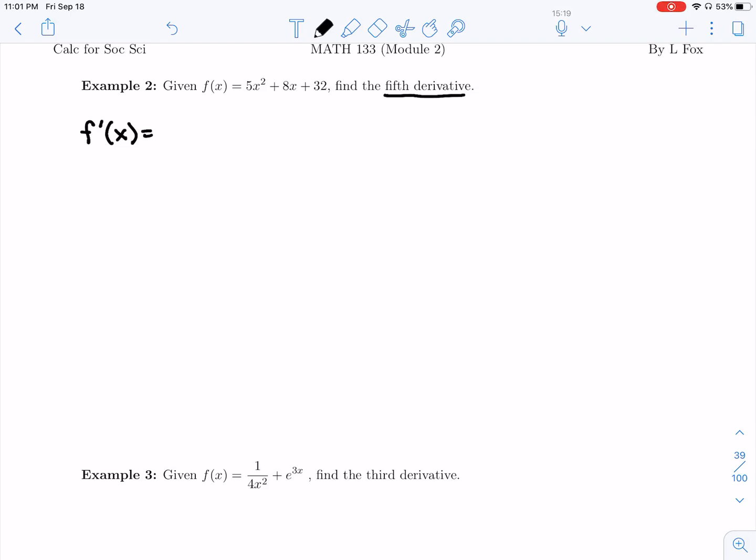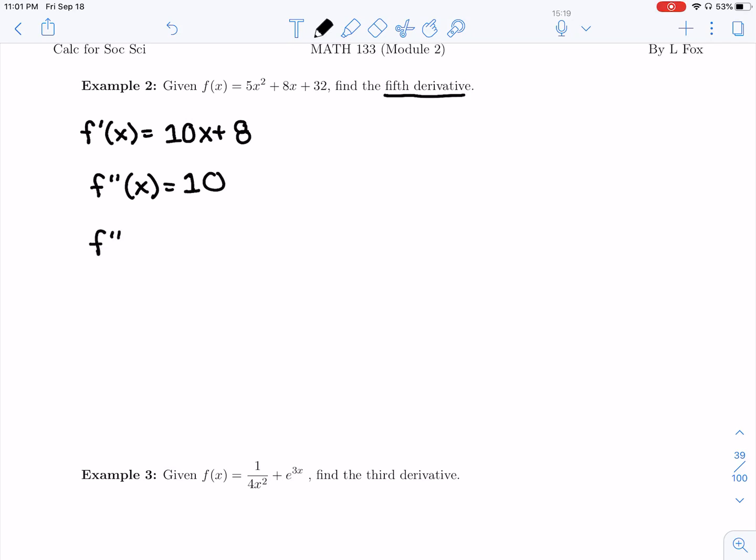Derivative of 5x squared is 10x. Derivative of 8x is 8. Derivative of 32 is 0. There's my first derivative. A little hard to read. Let me move that 10 over. So I have 10x plus 8. My second derivative, f double prime, derivative of 10x is 10. Derivative of 8 is 0.